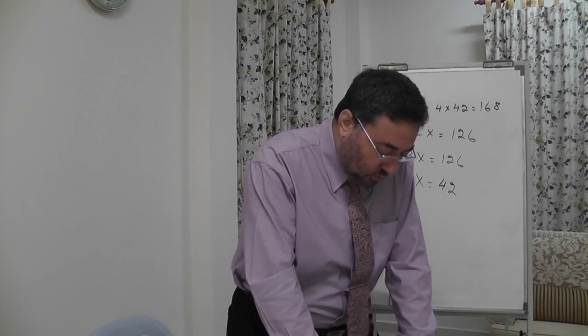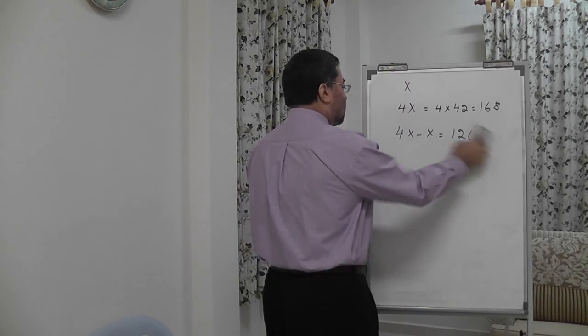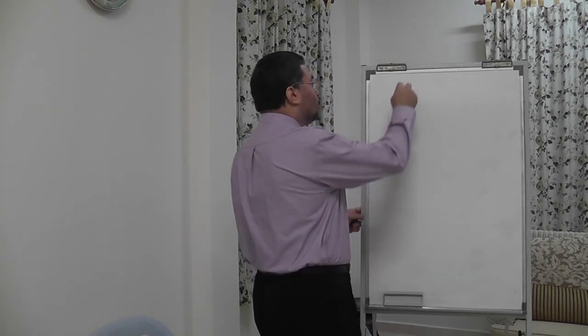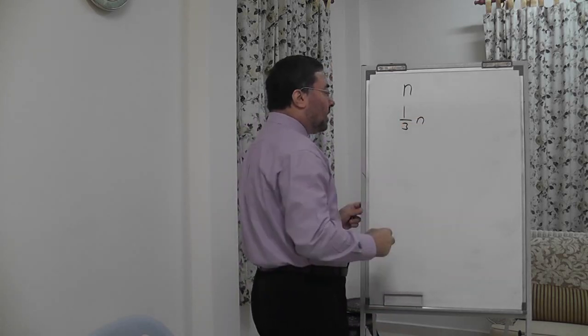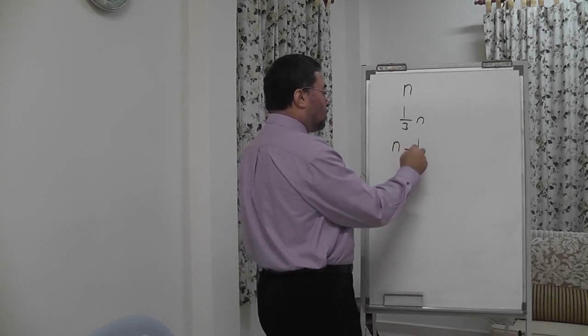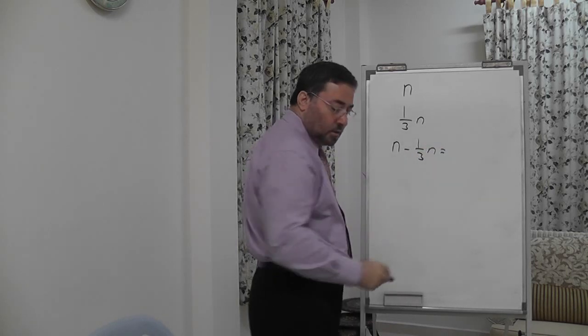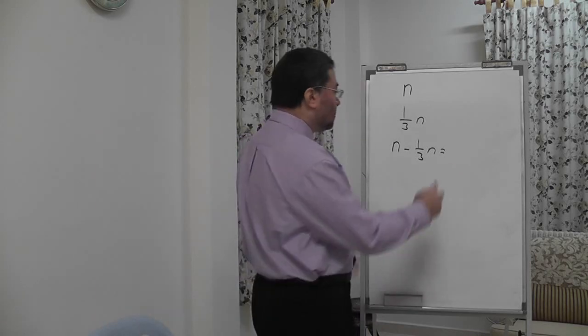Number 28. A number is decreased by 1/3 of the number. The result is 62. So we have a number, we can call it n, and it's decreased by 1/3 of the number. So 1/3 of the number is 1/3n. Now, if I subtract this from this, n minus 1/3n, the result is 62.